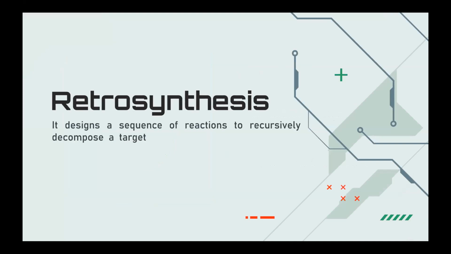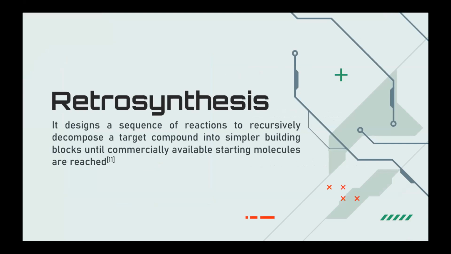After that, we'll be talking about something called retrosynthesis, or as I like to call it, reverse engineering chemicals. We face some compounds that are complex in nature and are very difficult to synthesize. There's no direct route of synthesis. So we use a technique called retrosynthesis to decide the starting material, what could be the starting material that will lead us to this compound. And if we want to talk about boring definitions, I read this definition here. It designs a sequence of reactions to recursively decompose a target compound into simpler building blocks until commercially available starting molecules are reached.